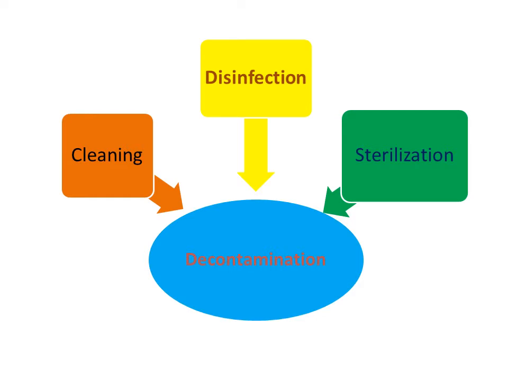Decontamination consists of three arms: cleaning, disinfection, and sterilization. In fact, decontamination plays a pivotal role in infection control.